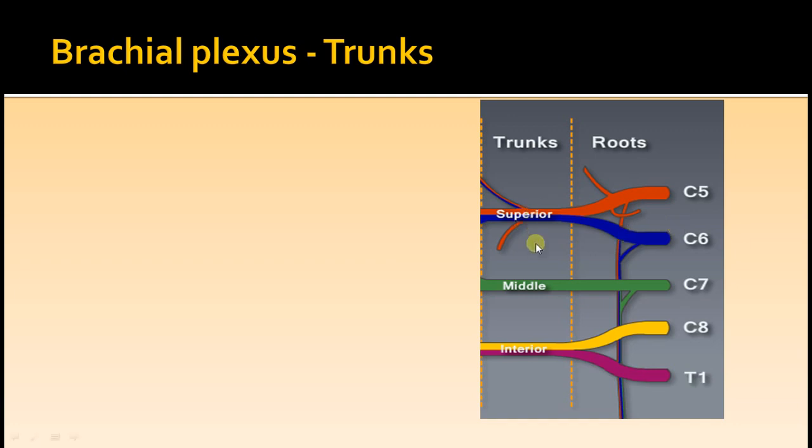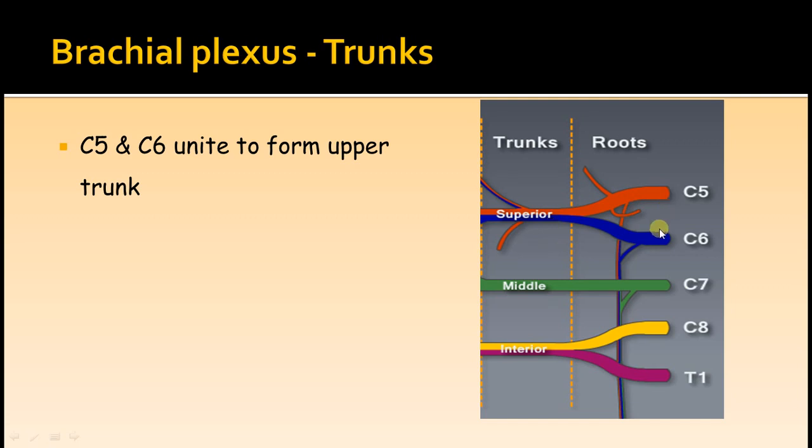Next, coming to the trunk stage. There are 3 trunks in the brachial plexus. One is the upper trunk, the other is the middle trunk, and the other is the lower trunk, which can also be labeled as the superior trunk, the middle trunk, and the inferior trunk. Now, the C5 and C6 roots unite to form the upper or superior trunk. The C7 does not unite with any other spinal nerve and continues alone as the middle trunk. The C8 and T1 nerves unite to form the lower trunk.